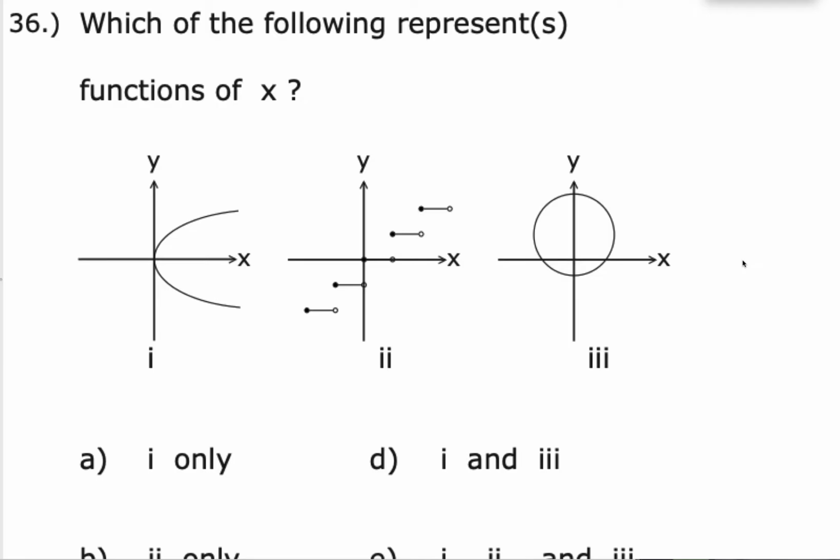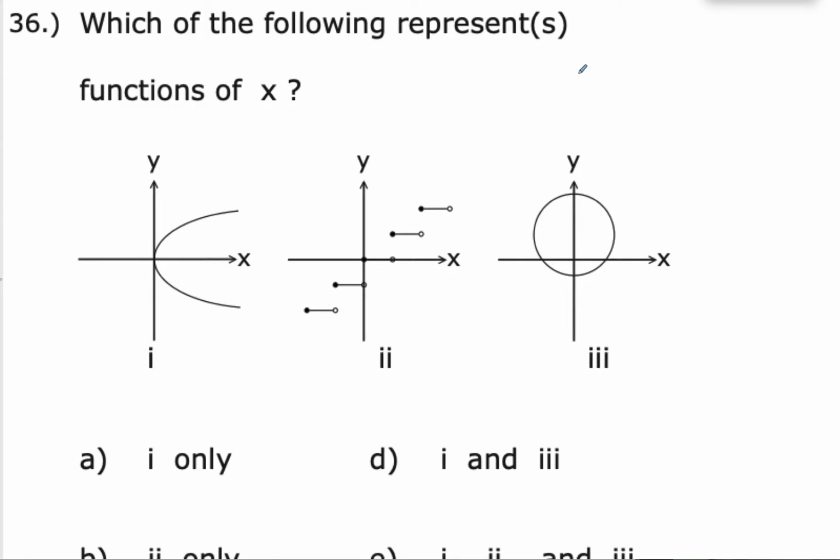Some review questions for the college placement exam, number 36. Which of the following represents the function of x? In this case, what we're looking for is the definition: one value of x can only have one value of y.